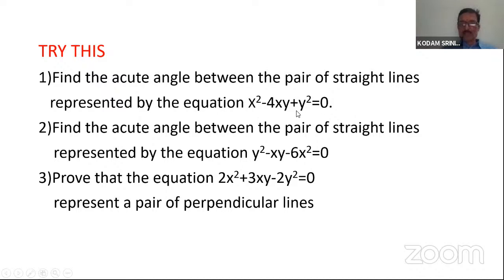Here, first of all, we have to compare the given equation with ax square plus 2hxy plus by square equal to 0, and we have to use the formula cos theta equals modulus of (a plus b) by under root of (a minus b) whole square plus 4h square.